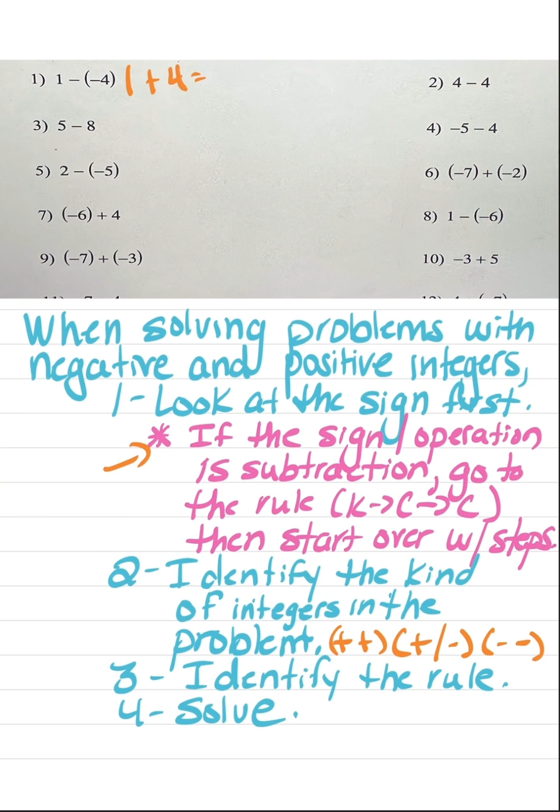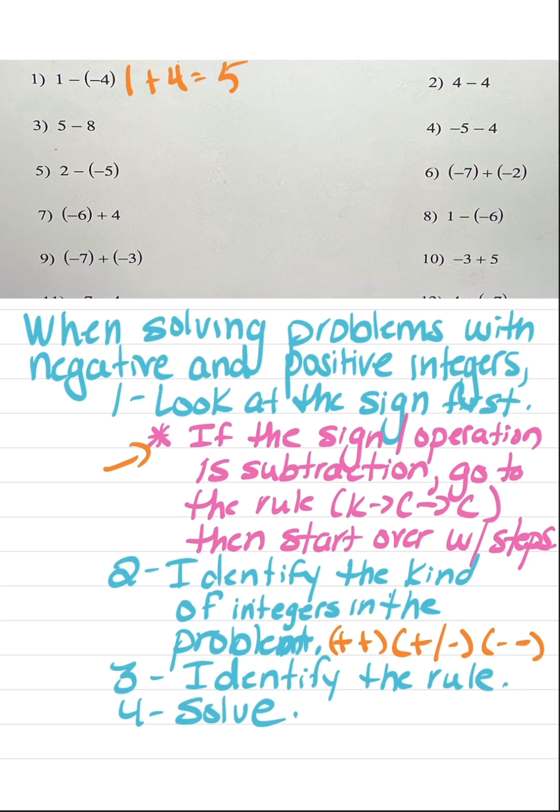Then I go back, look at the sign. Because I did subtraction, when I rewrite the problem, my sign becomes an addition sign. Then I'm going to identify the integers. In this case, I have 2 positive integers, and identify the rule. 2 positive numbers, you're going to simply add them together and keep the same sign. So 1 plus 4 is 5. That will be my final answer.